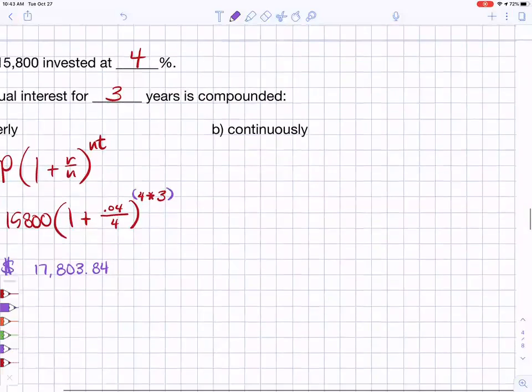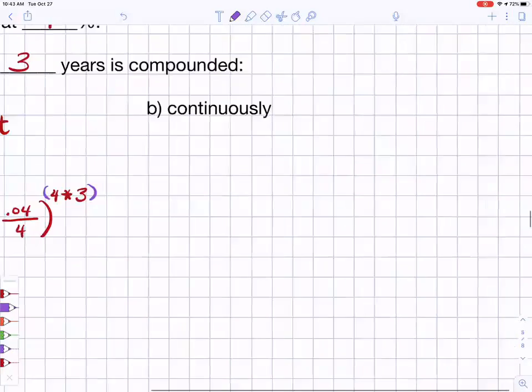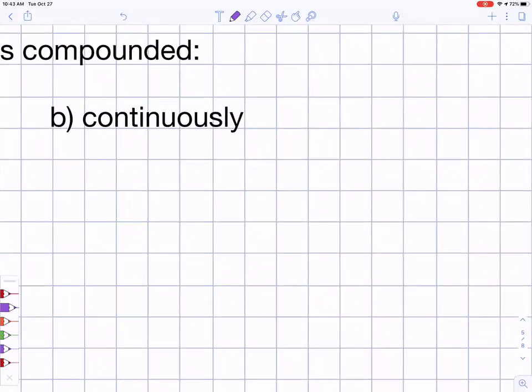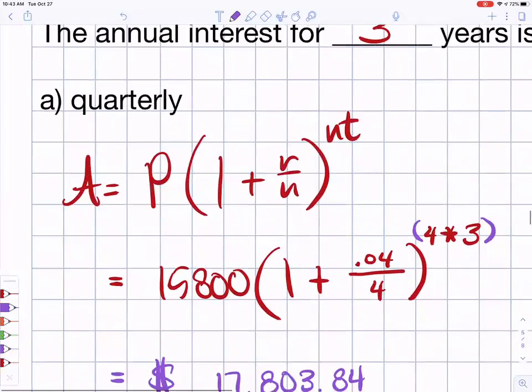Now let's try it also compounding continuously. Continuously simply means continuously, like it's not just every quarter or every month or every day. It's every single second of every single moment of every single minute of every single hour of every single day, right? Continuous. And it's an infinite number of times. And I can't type in an infinity for n, the number of times per year, into my calculator. So this is continuous, so I need a new formula for this.